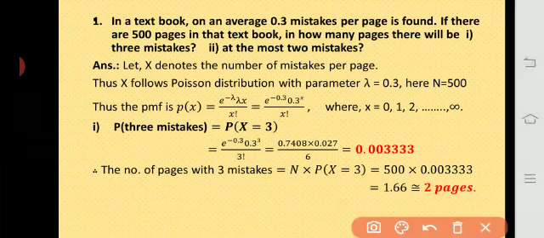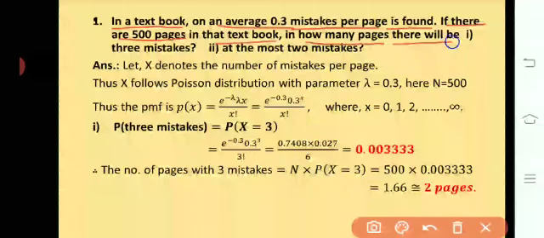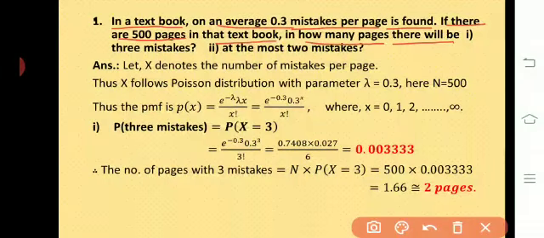Today's first example is: in a textbook, on an average 0.3 mistakes per page are found. If there are 500 pages in that textbook, in how many pages will there be, first sub question, 3 mistakes, and second sub question, at the most 2 mistakes? Read the question carefully, and what is given, we will denote by notations.